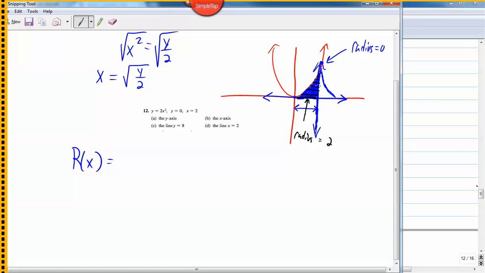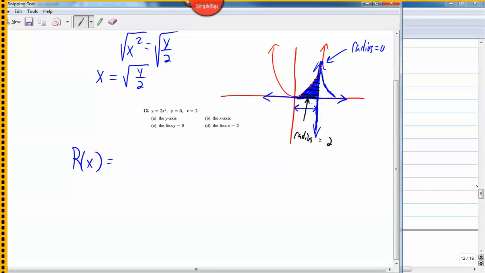If I know what this x value is right here, or this y value, I can figure out and make sure whatever I've come up with gives me a radius of 0 right here. And whatever radius I come up with will also give me a radius of 2 right here. Alright.